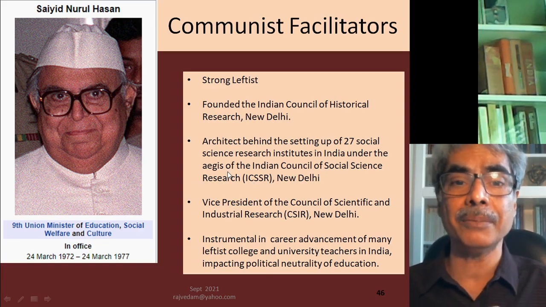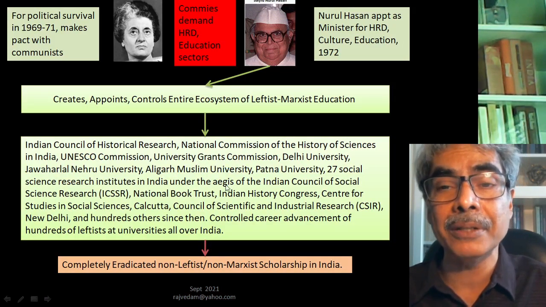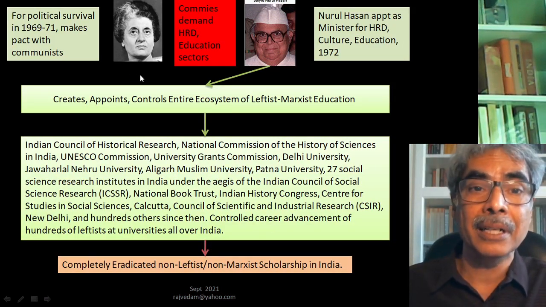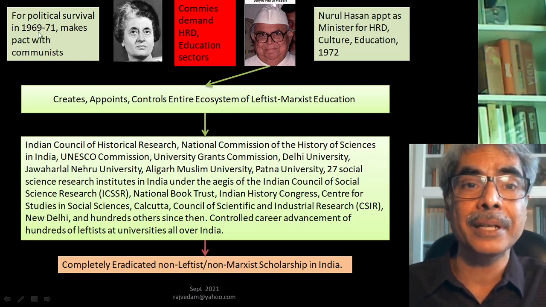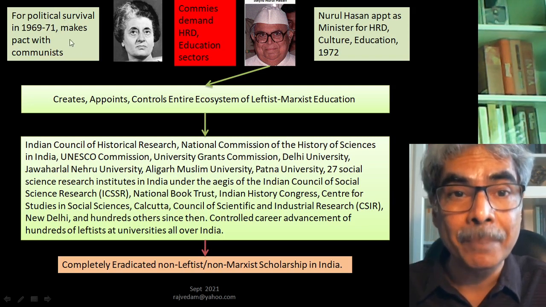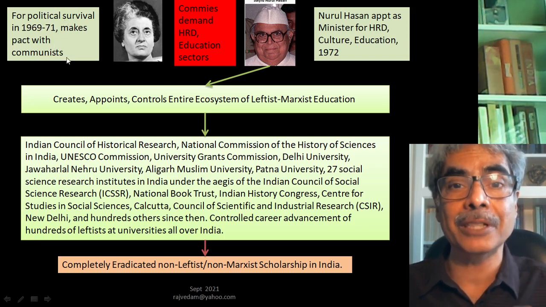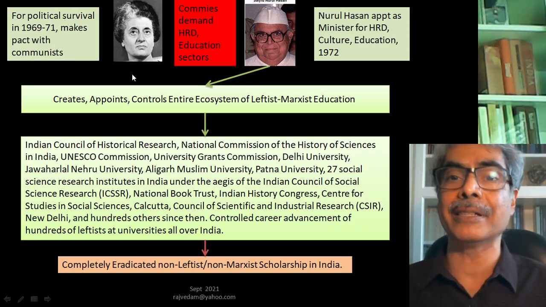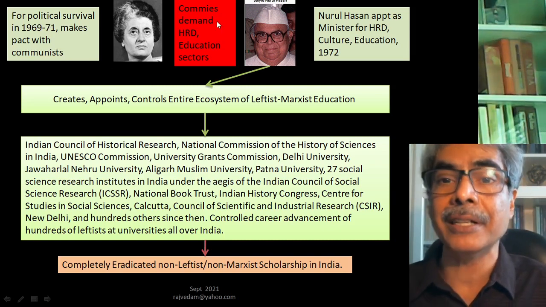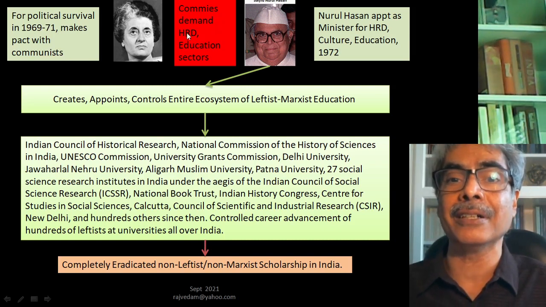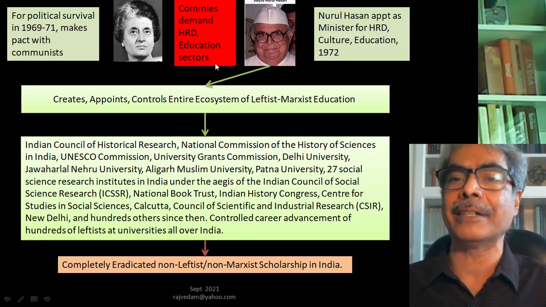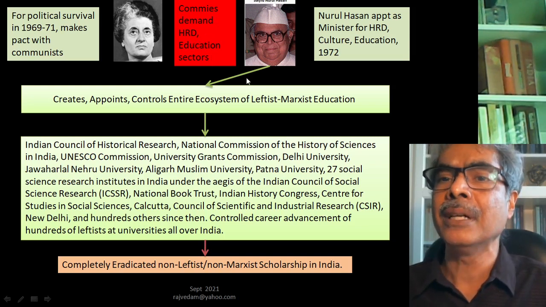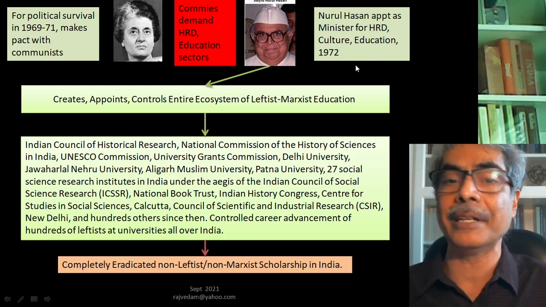And how did he come to power? He came to power because of political wheeling and dealing. This is Indira Gandhi, who in 1969 to 71, for political survival, made a pact with the communists for their support for her political survival. The communists demanded the human resources development department and the education sectors for their control. And Nurul Hassan was appointed as the Minister for HRD, Culture, Education in 1972.